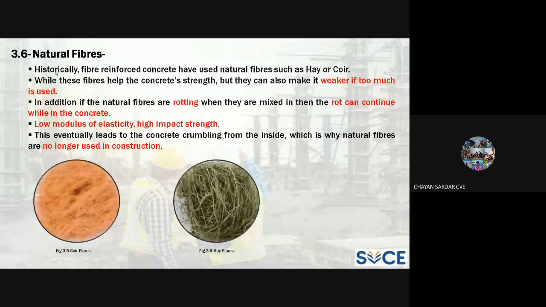The natural fibers. Actually, these natural fibers are not used in construction because, since they are natural, they will rot. If they are used while in a rotting stage, they will continue rotting while in the concrete. So they are no longer used in construction.